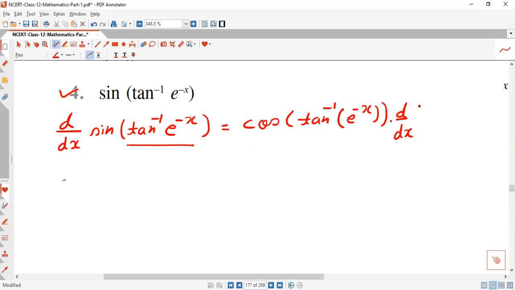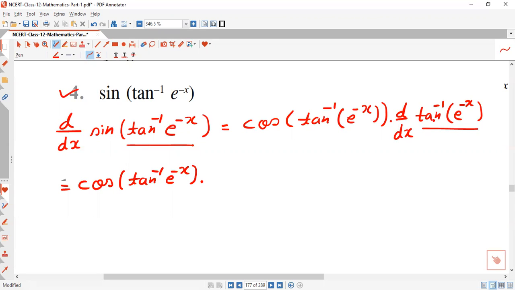This is because this is not x. You see it here, tan inverse e raised to minus x. So the first term we write down as it is, cos tan inverse e raised to minus x into differentiation of this part. So tan inverse is there, we say 1 upon 1 plus (e raised to minus x) whole square into. But again, you see this part e raised to minus x is not x.